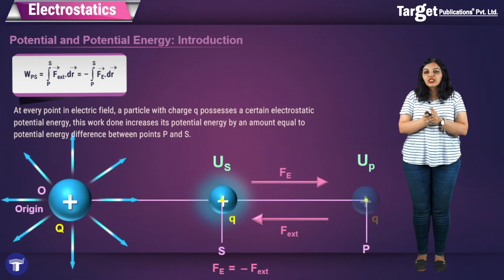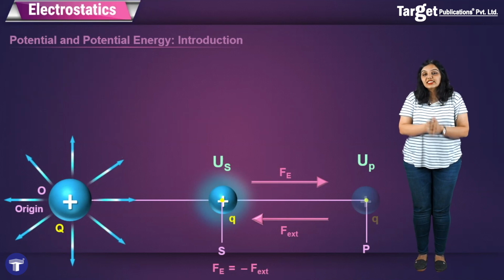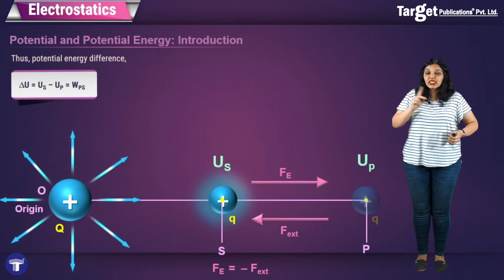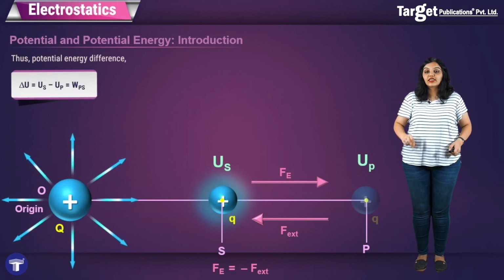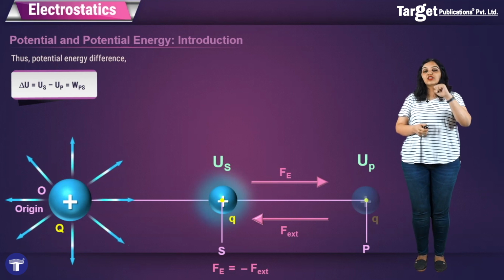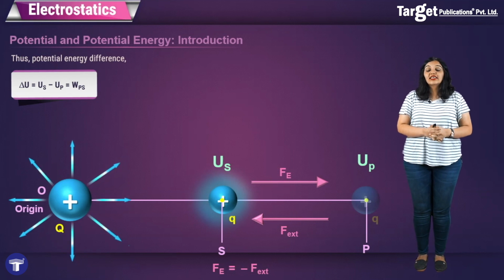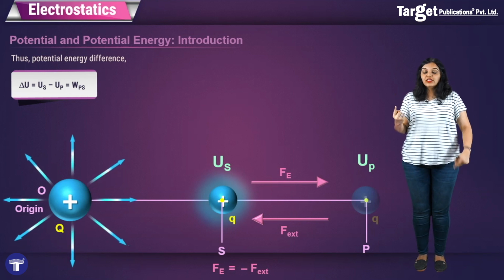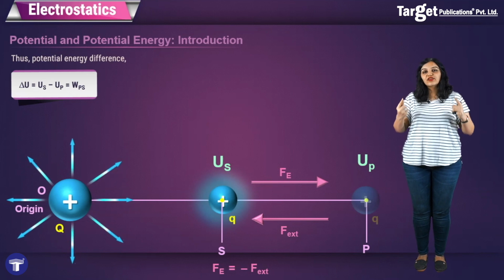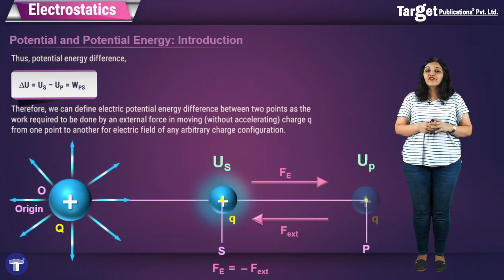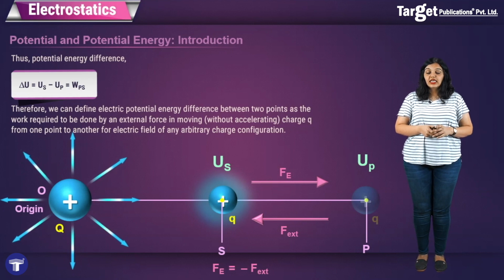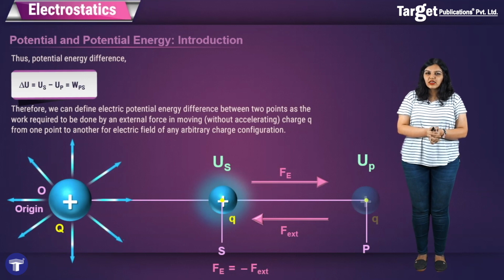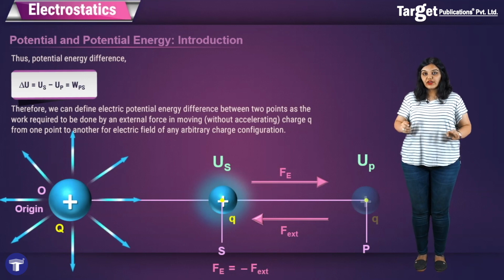And when you brought this charge from P to S, you did work, and we say that this work done is stored as electrostatic potential energy. In fact, the potential energy difference is given as the work done. So you can see that the work done in bringing the charge from P to S is written as delta U, that is US minus UP. So the work done in bringing the charge from one point to another is equal to the potential energy difference between the 2 points. So finally, we can define the electrostatic potential energy difference. That is, it is the work done by an external force in moving a charge from one point to another of the electric field for any charge configuration.